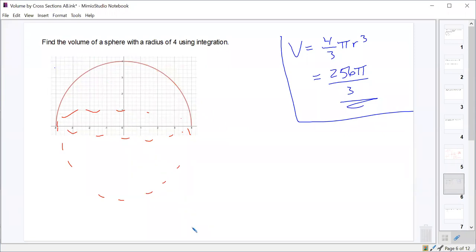What if I do it perfectly horizontally? Also a circle. What if I do it perfectly vertically? Still a circle. These are still circles, right? So that's what we're going to do.